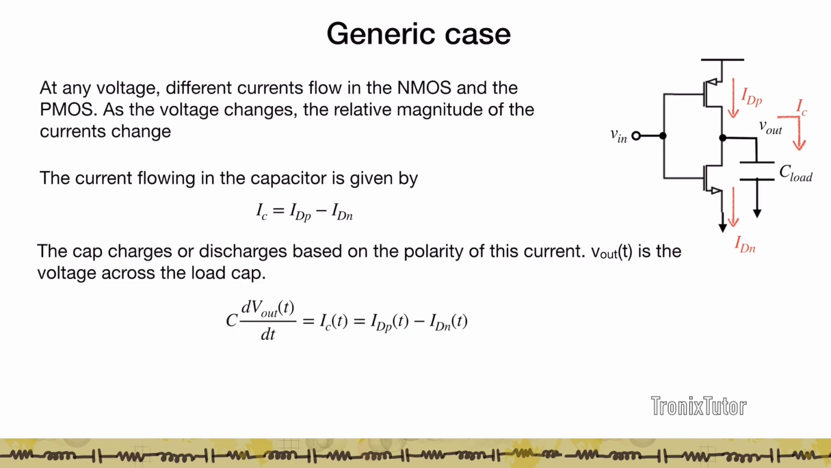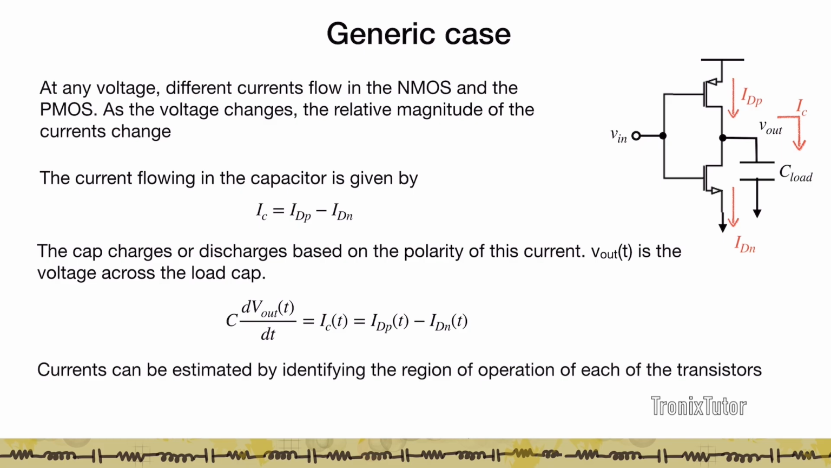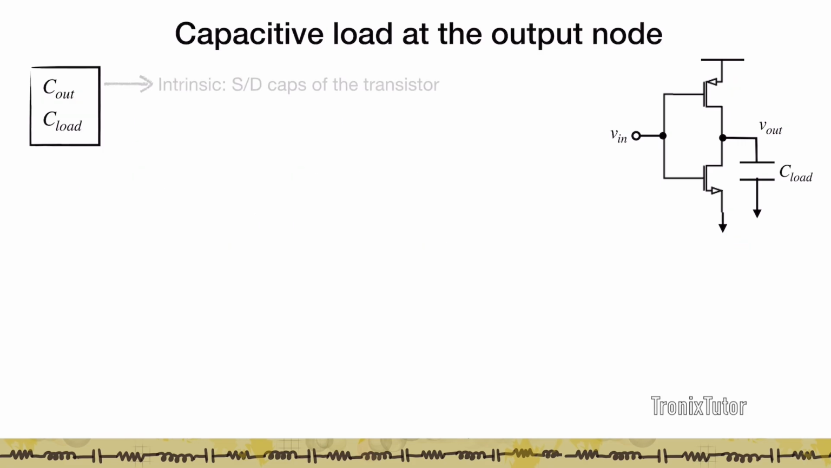So if I want to find how the output voltage varies as a function of time, then I can write the charge up equation of the capacitor, which is C dV/dt, is the charge up current, and that is given by IDP minus IDN, right? So this is a very generic case of finding the delay in a gate. Basically, as Vin changes as a function of time, it is going to change the relative values of the currents, and hence the charge up or the discharge of the capacitor current changes, causing a change in the output voltage. So this is the first principles analysis, if you will, to calculate the delay in any gate, and in our case in the inverter. Now let's take a step back and think about the load capacitance in the gate.